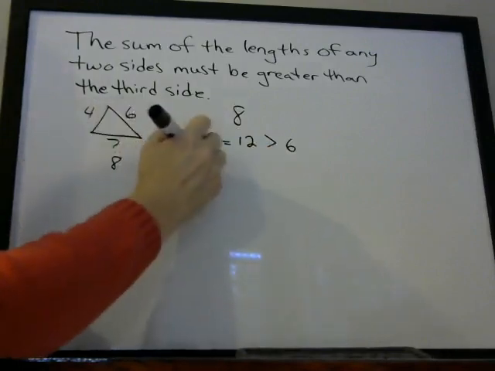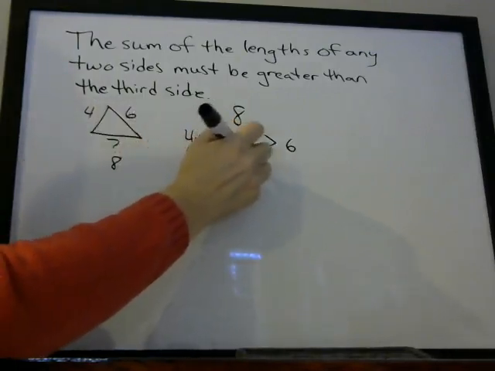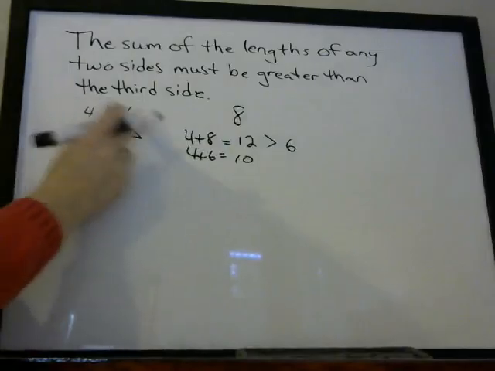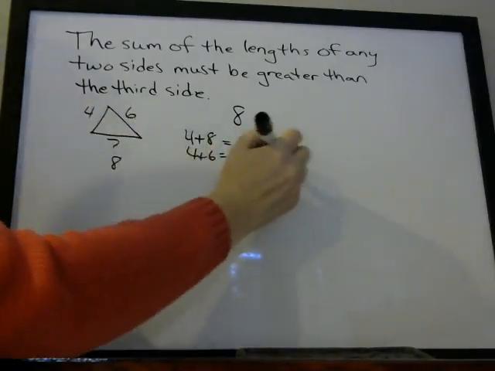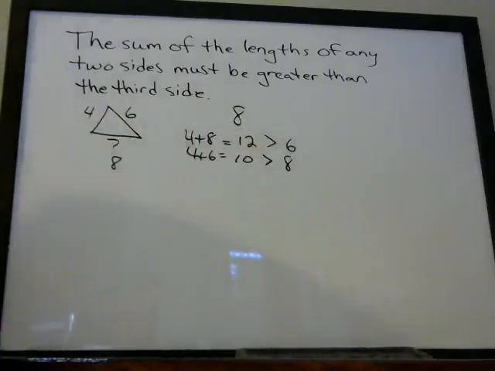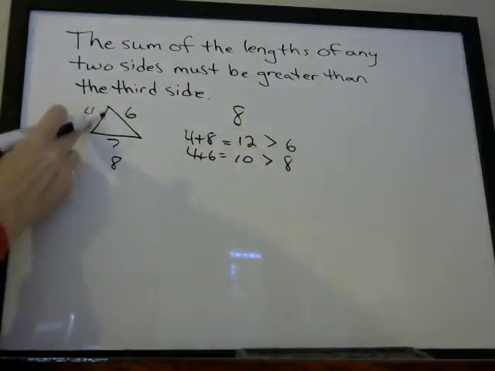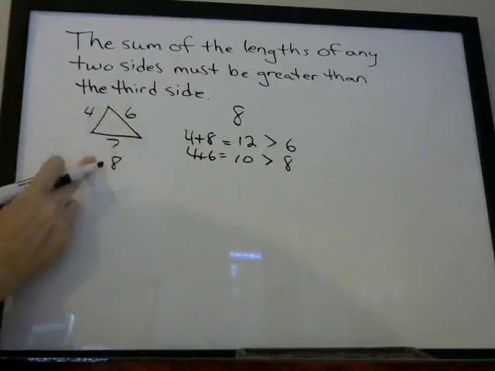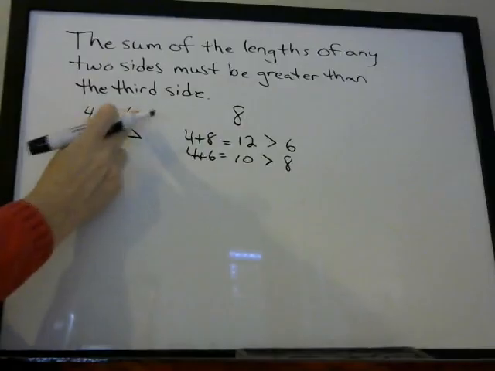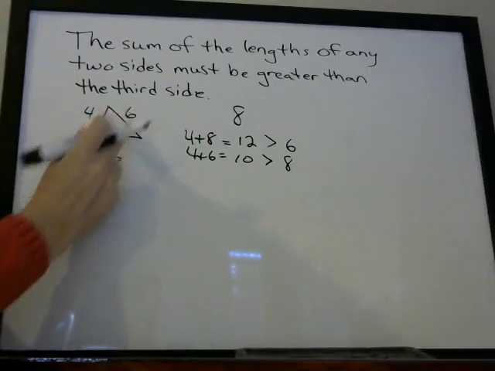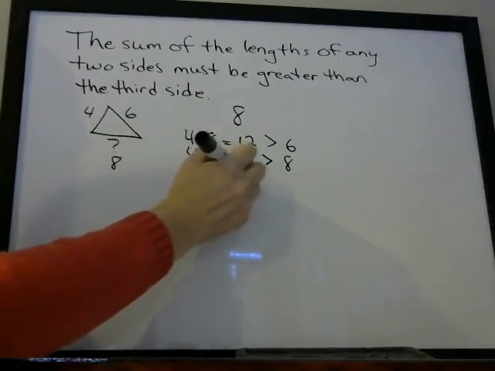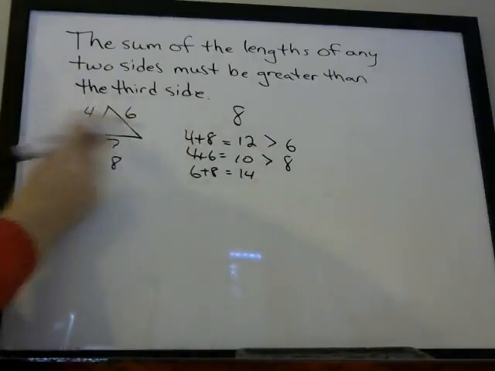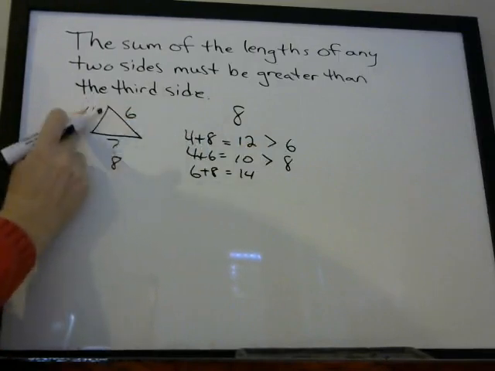4 and 6. 4 plus 6 equals 10. When we take these two sides, the third side is this one, 8. 10 is greater than 8, so that works out. But we have to do all combinations, so we've done these two sides and compared it to that third side. We've done these two sides and compared it to this third side. Now we have to do these two sides. 6 plus 8 equals 14. The third side, when we do the sum of these two sides, is 4.